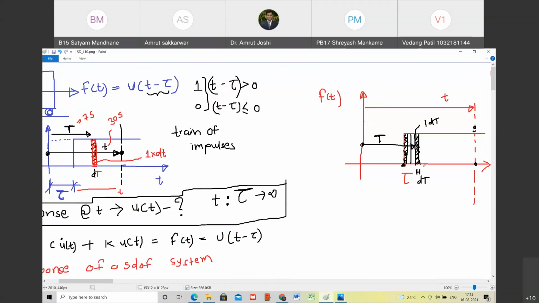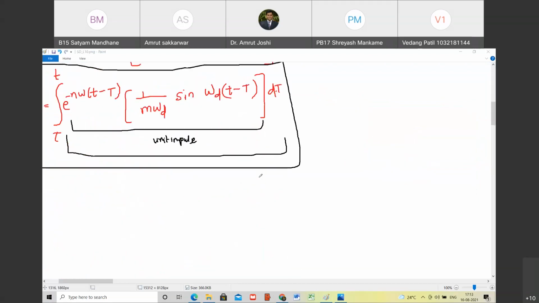Now till this point, is everybody on the same page? Please type your response in chat box. I am waiting for the response. Then I will go ahead. Vedang has already said yes. Vaibhav says yes. Rajarshi says yes. Malay says yes. Anyone? Shreyas, yes. Okay. Okay. Amrut says yes. Okay. So we will go ahead with this now.